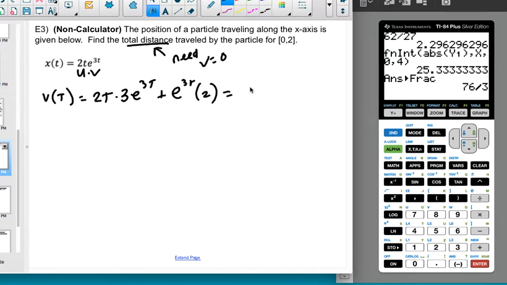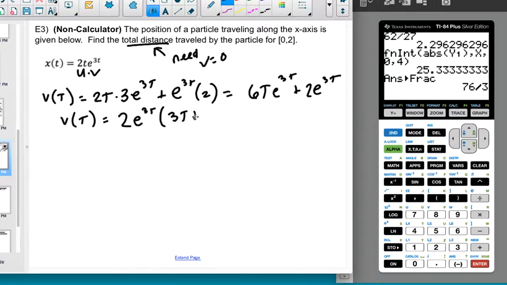So I'm going to get 6t e to the 3t plus 2e to the 3t, and I'm going to factor. So my v of t, I can take out a 2e to the 3t, and I seem to be left with 3t plus 1. So this thing is positive. T times 3e to the t is positive, 2 times 3 to the t is positive because 2 is a positive number and e to the 3t is positive. But this thing can equal 0, so 3t plus 1 equals 0 when t equals negative 1/3.